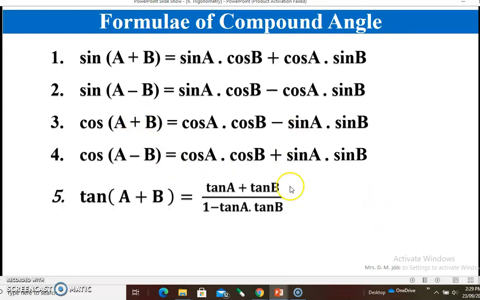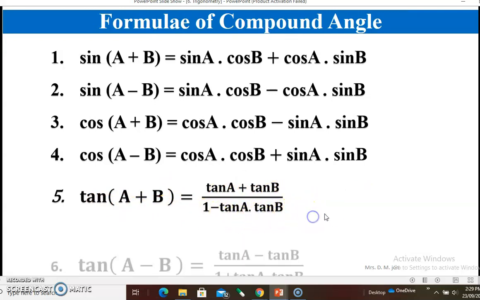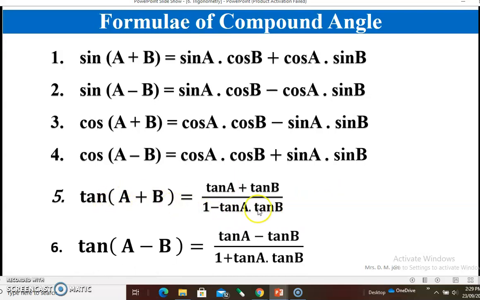The next formula is for tan. Tan A plus B is tan A plus tan B upon 1 minus tan A into tan B. It's quite different. And for tan A minus B, the terms are similar: tan A minus tan B upon 1 plus tan A tan B. For plus, your numerator will be plus. For minus, the numerator will be minus. And the opposite sign is there in the denominator. So you have to learn these six formulas very carefully without making any mistake.